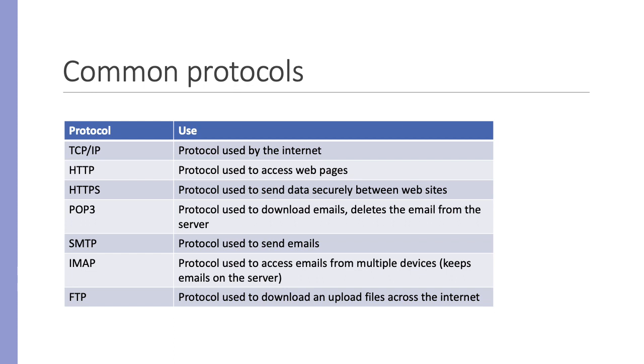POP3 is a protocol used to download emails, and POP3, once an email has been downloaded, will delete the email from the server. SMTP is a protocol used to send emails, and IMAP is a protocol used to download emails. But unlike POP3, IMAP will keep the emails on the server. And finally, there's a protocol called FTP, or File Transfer Protocol. And FTP is used to upload or download files across the internet.